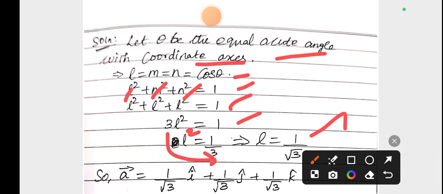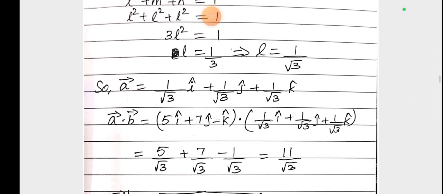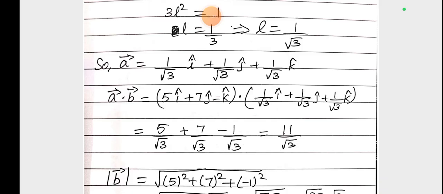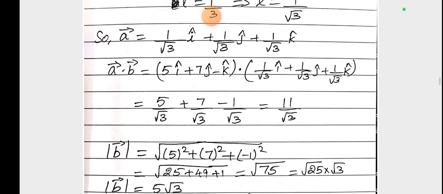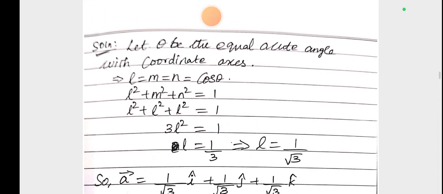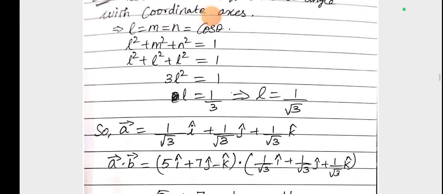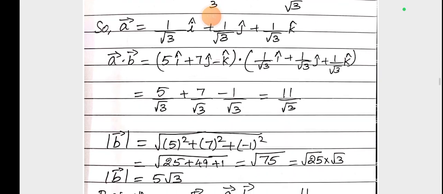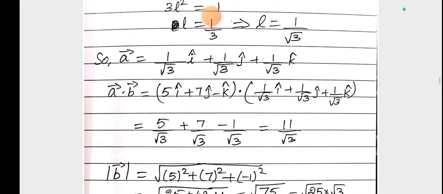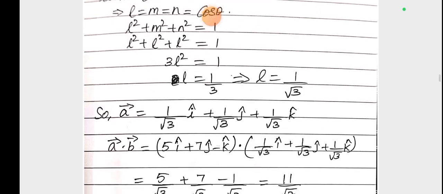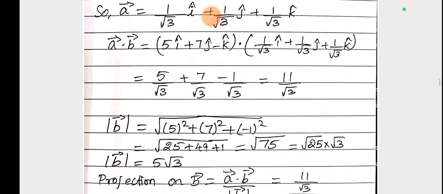I hope it's clear for you. Then just substitute that in the vector. So A vector is 1 by root 3. Sir, why are we doing this? They said equal acute angles, and they said that it is a unit vector also. You have to find the magnitude, and you should get 1. So 1 by root 3 coming is how you are getting 1. Okay, I hope you somewhat understand.